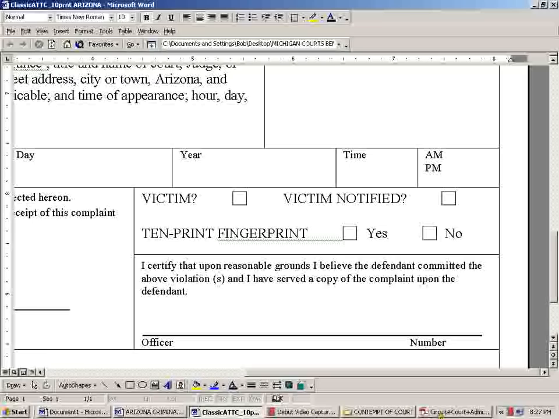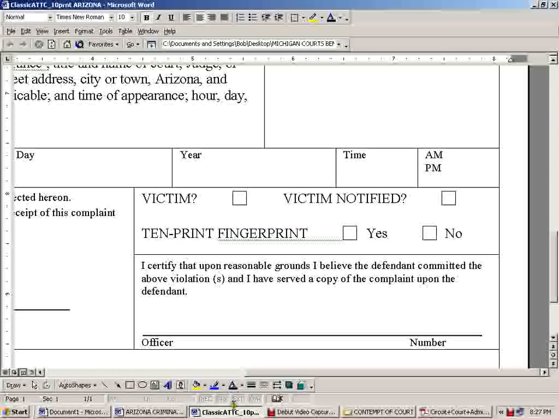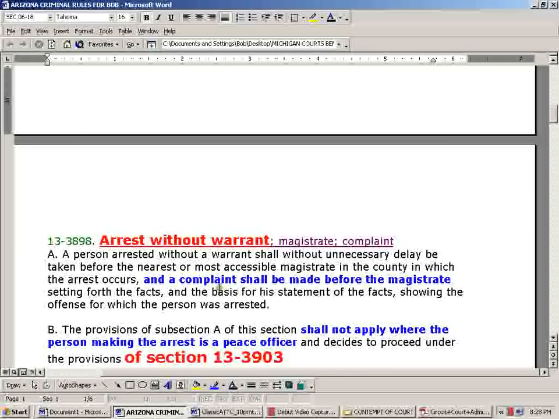That's the whole point. That's contempt of court, not to swear to the complaint. If they won't fix it, they've brought fraud in the court. That's contempt. We'll let them get them for the rest of the stuff. A false certification under the provisions of this subsection shall constitute perjury. Well, I'm saying that this is a false certification. Right? It's not like this one. I hereby certify that I have reasonable grounds to believe and do believe that the person cited herein committed the offenses described herein contrary to law. Shall constitute perjury if it's a false certification.